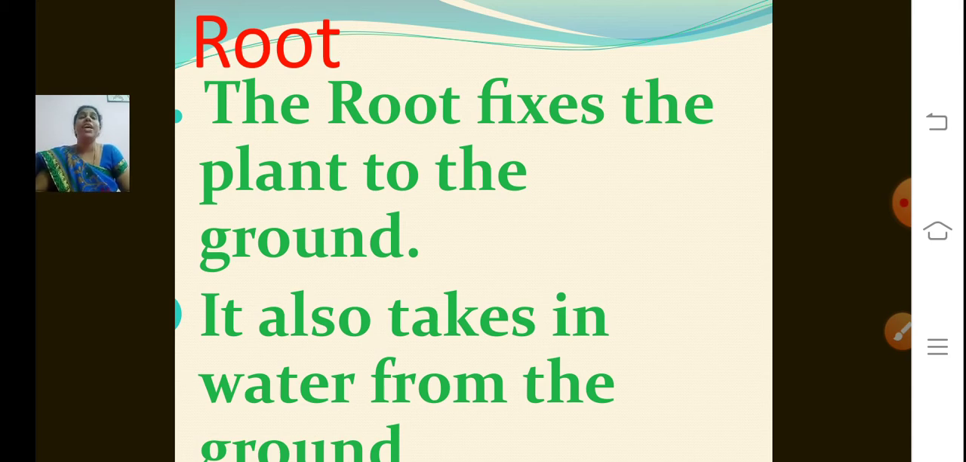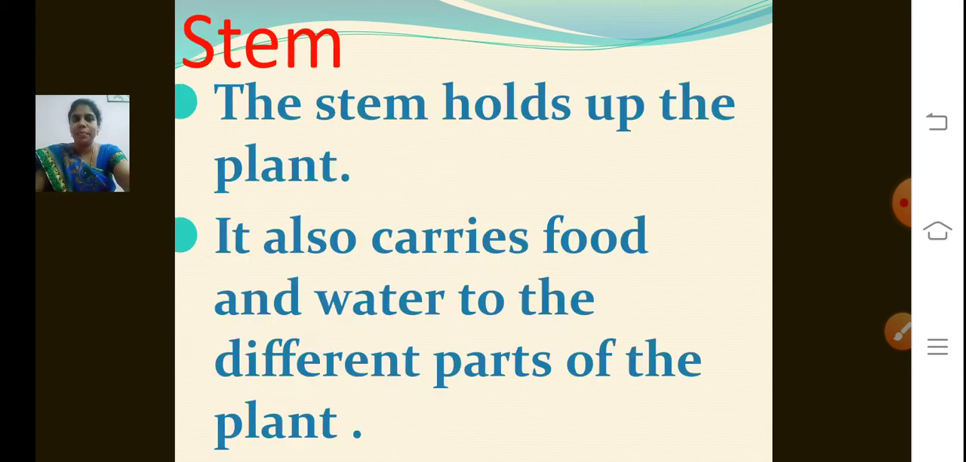One more time, what is the function of the root? The root fixes the plant to the ground. It also takes in water from the ground. So this is the function of the root. And next, we'll move on to stem. The below part is the root and next we have stem. So we'll see what is the function of the stem now.